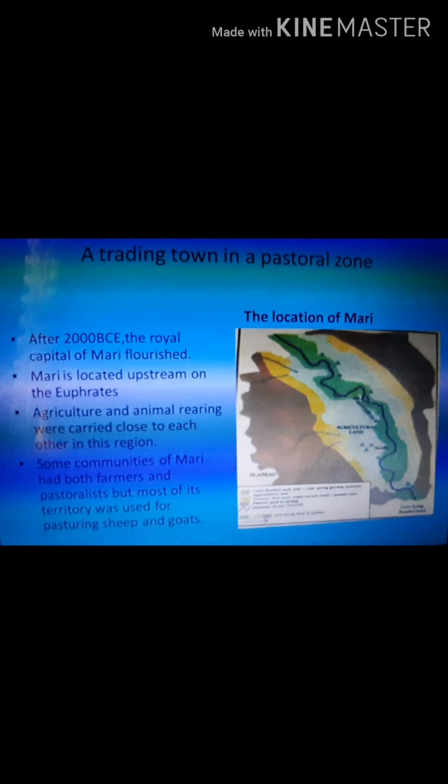Next, we will see a trading town in a pastoral zone called Mari. After 2000 BCE, the royal capital of Mari flourished. Mari, as you can see in the map, is located upstream on the river Euphrates. Agriculture and animal rearing were carried on close to each other in this region. Some communities of Mari had both farmers and pastoralists, but most of its territory was used for the pasturing of sheep and goats. In this map, you can see the location of Mari, very close to the Euphrates and a little upstream.